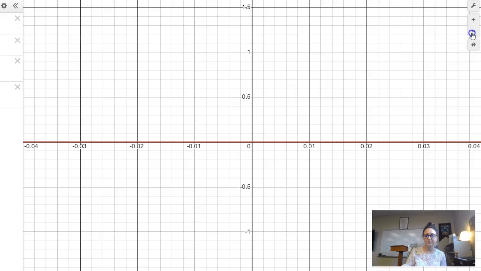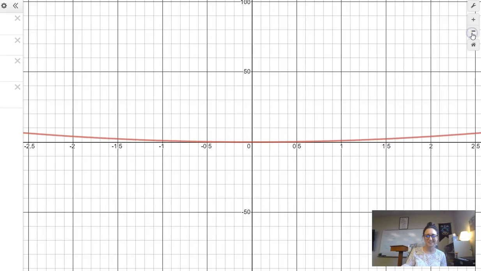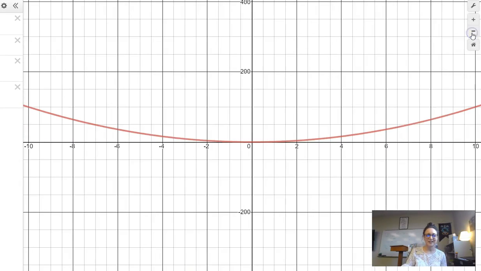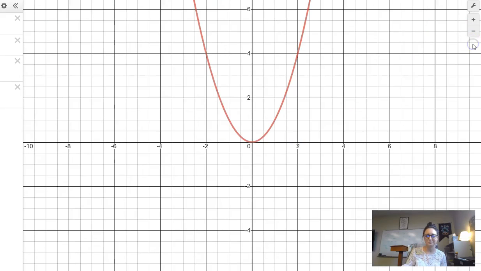If I zoom out, if I continue to zoom out, are we seeing some curvature there? Yes. Doesn't really look like y equals 0 anymore, right? Let me hit the home button. Does that graph look familiar? Yeah, this is actually y equals x squared.